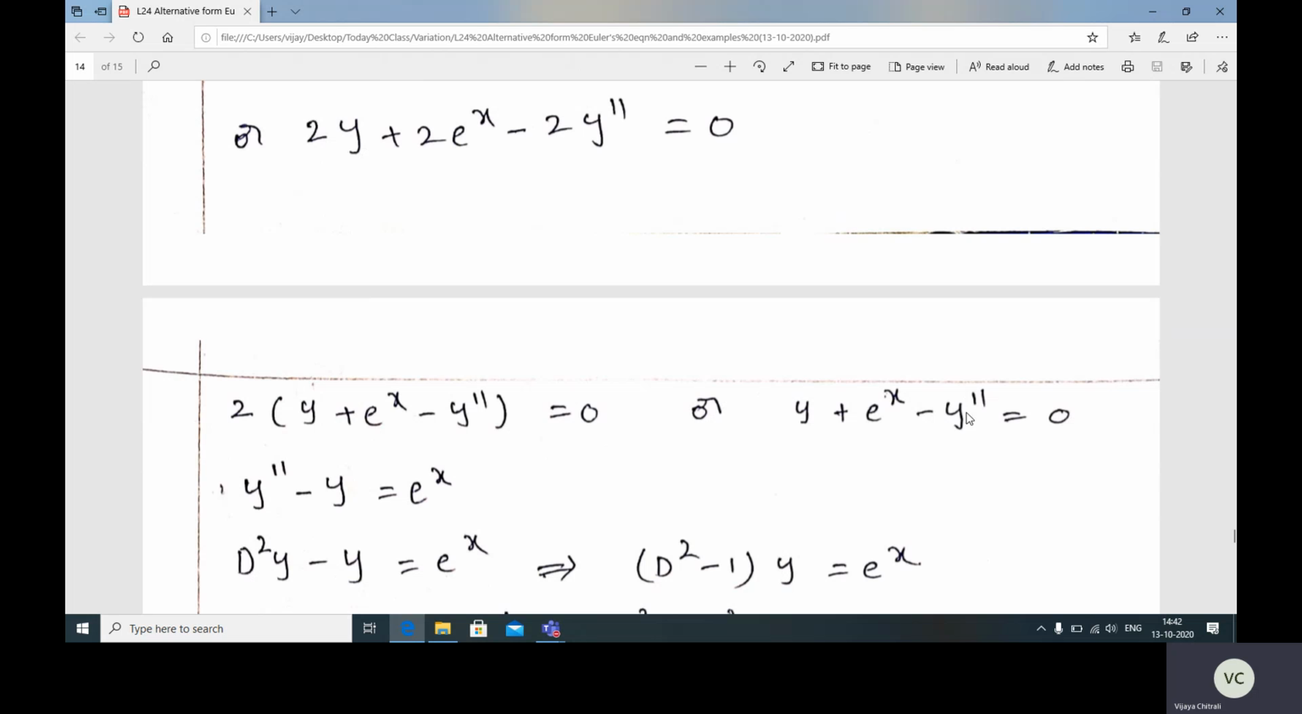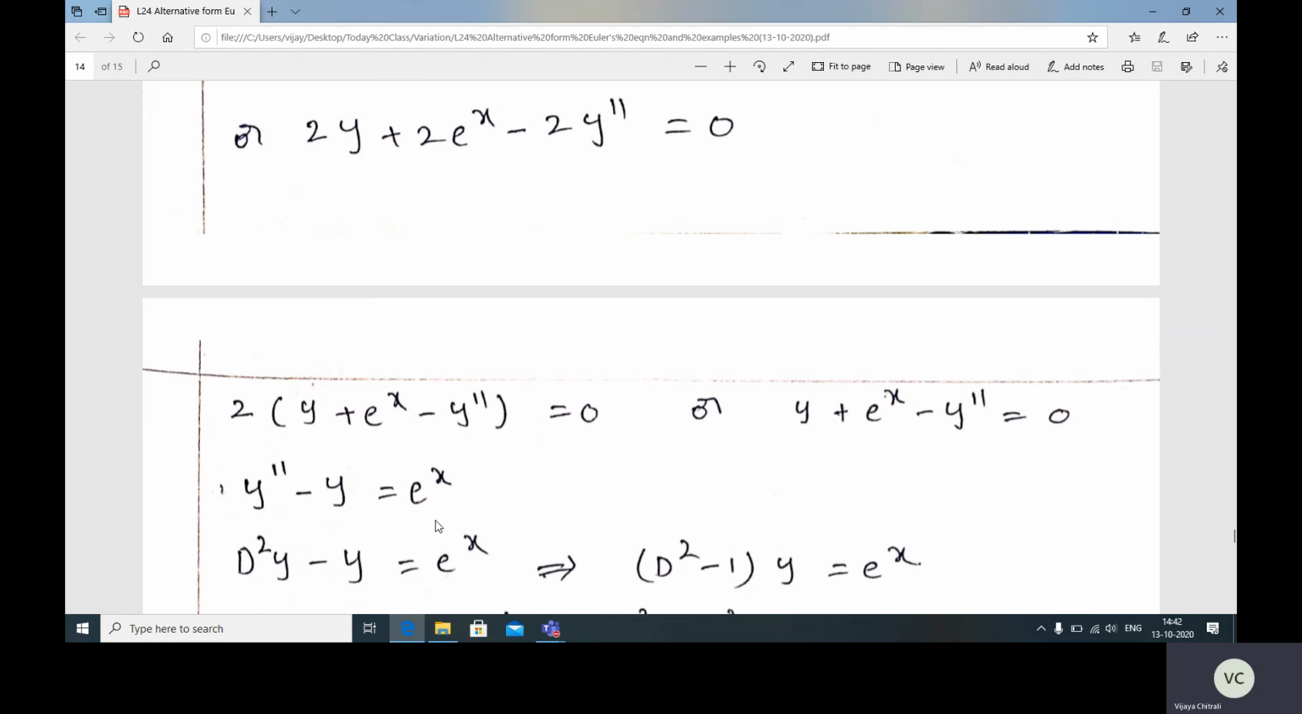Take these two from left to right. So we'll get y double dash, because minus is there, comes this side, plus y double dash, plus y is there, comes this side, minus y is equal to e raised to x. So observe this. This is a second order ordinary differential equation. Now we need to find y.